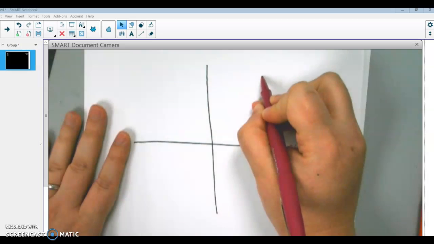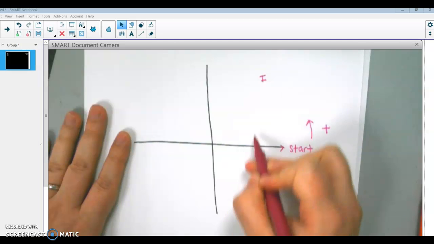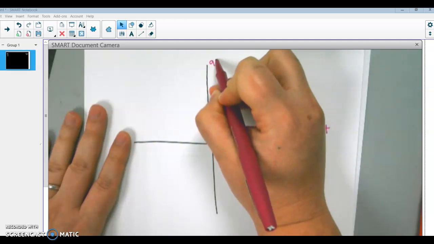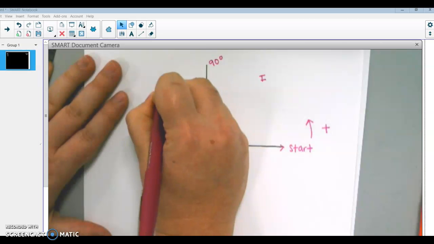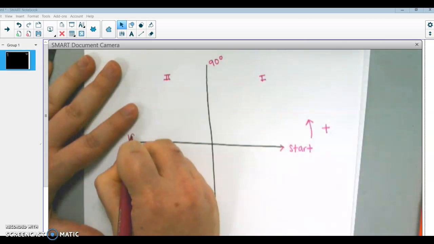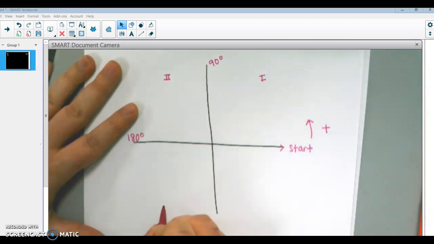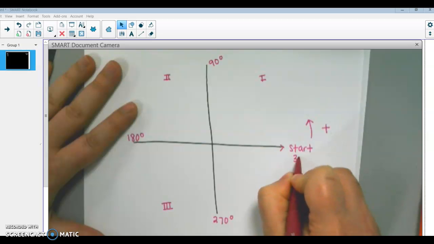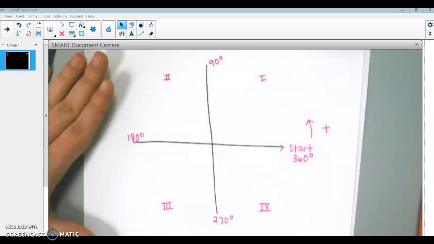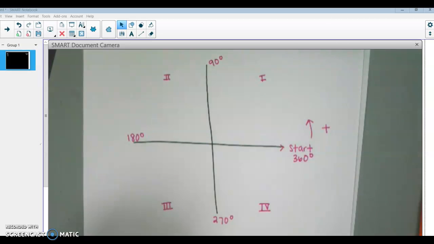So quadrant 1 is from 0 degrees to 90 degrees. Quadrant 2 is 90 degrees to 180. Quadrant 3 is 180 to 270, and then quadrant 4 is from 270 back up to 360 degrees.